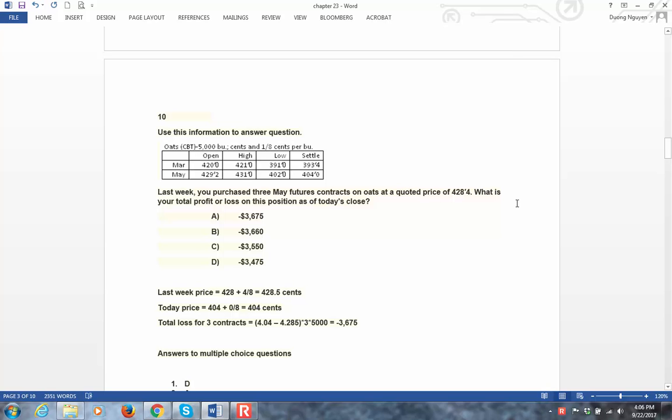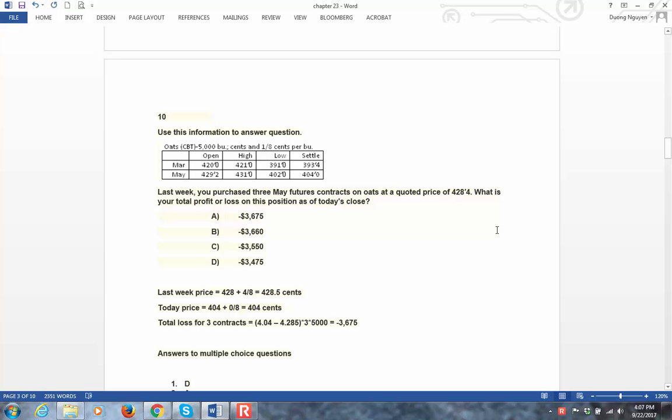Alright, so this is chapter 23. Take a look at question number 10. Last week you bought 3 May futures contracts on oats at a quoted price of 428 and 4.